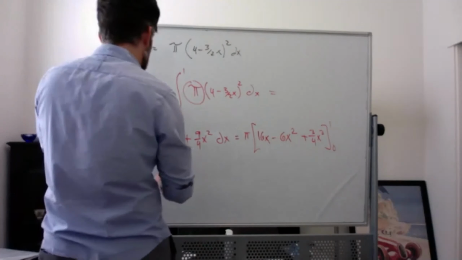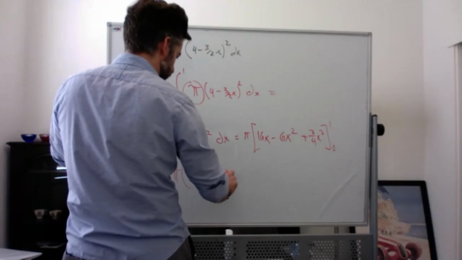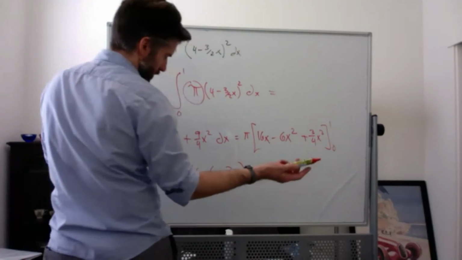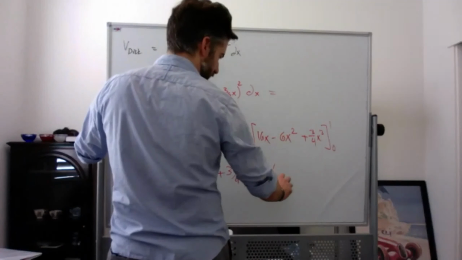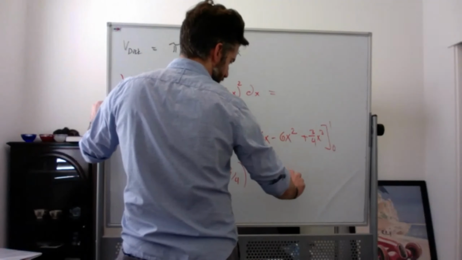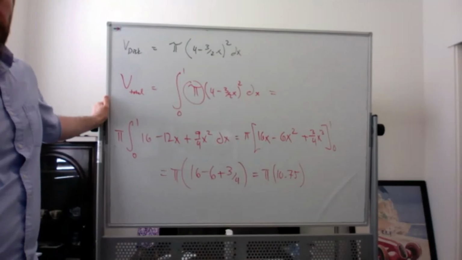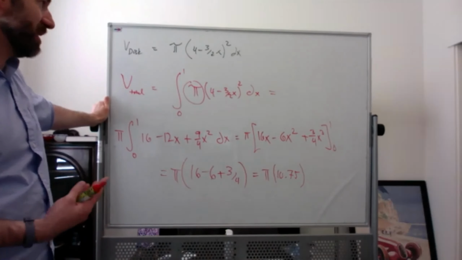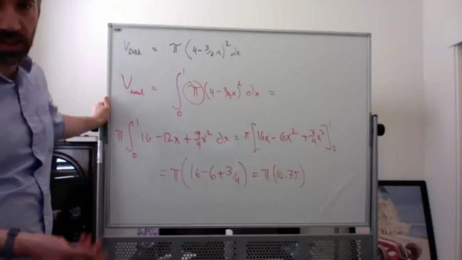So here I'm just going to get pi times 16 minus 6 plus 3/4, which is 10 plus 3/4. So pi times 10 plus 3/4, which is 10.75, or 43/4 times pi if you prefer. That's the real idea there, is that you're doing this thing. So let's do more examples.